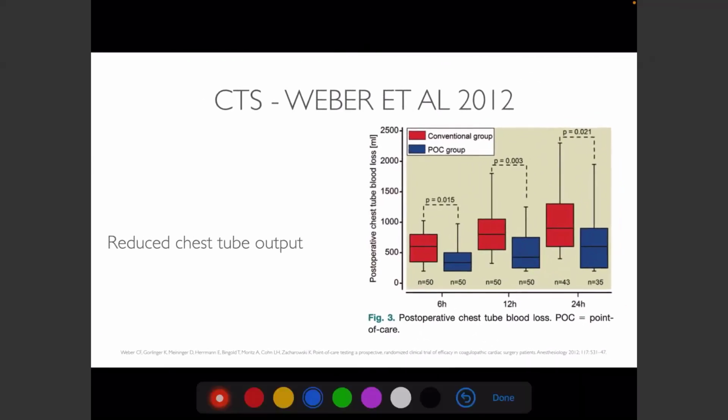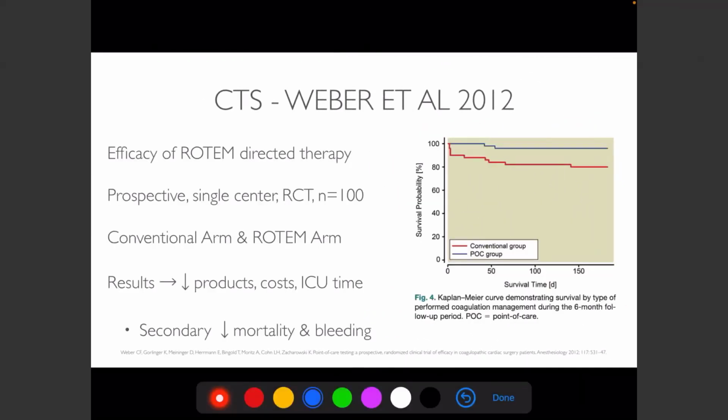Here's their graph, sorry, I should have shown this one too, but this is their mortality curve. You can see the Kaplan-Meier demonstrates that the conventional arm, which is the red, had significantly less survival probability than the ROTEM arm in the blue. And that was statistically significant.